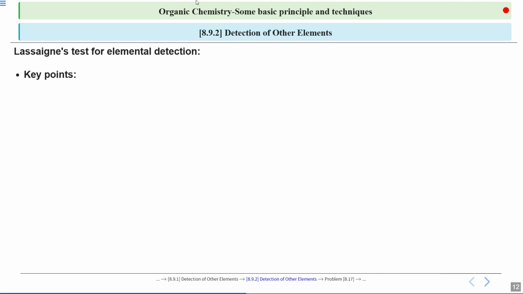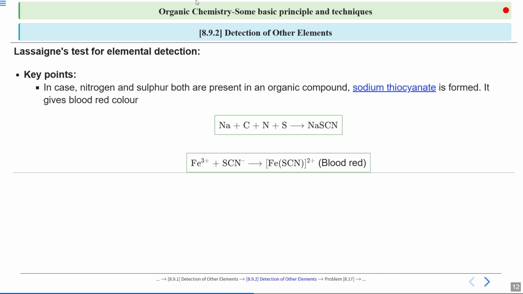Now moving on further, what key points can you remember for this given test? In case nitrogen and sulfur are both present in an organic compound, sodium thiocyanate is formed and it gives a blood red color. Here you can see we have Na, then carbon, then nitrogen and sulfur. This NaSCN is formed and this SCN minus further reacts with the iron 3 plus to form the blood red complex, which is FeSCN with a charge of 2 plus. This color change is a clear indicator for the presence of both nitrogen and sulfur in the compound.